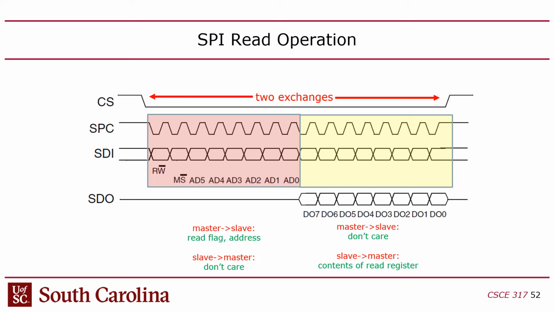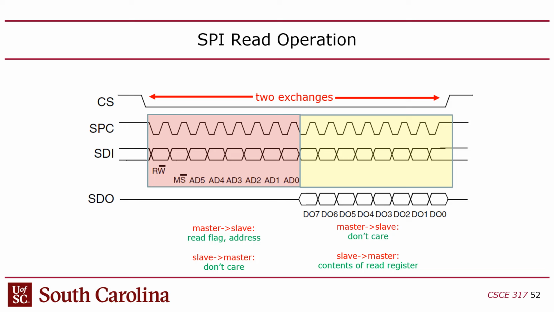Read/write, which is whether it's a read or write, is in the most significant bit, bit 7. Then bit 6 is multiple or single. We haven't talked about multiple yet, but that's basically how many bytes you're going to have in the data payload section. And then there are 6 address bits ordered from bit 5 down to 0, so most significant bit first.